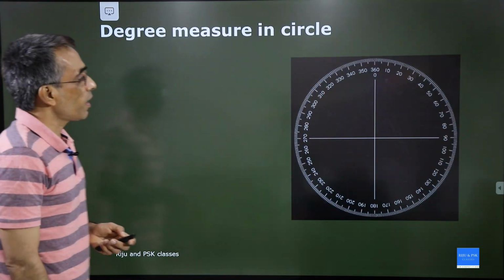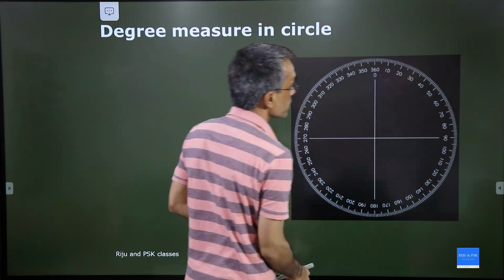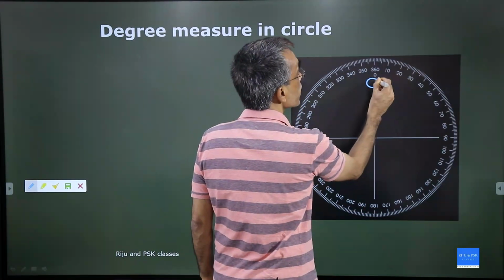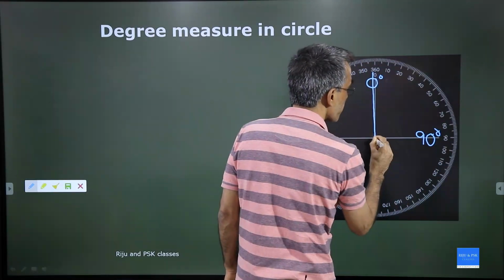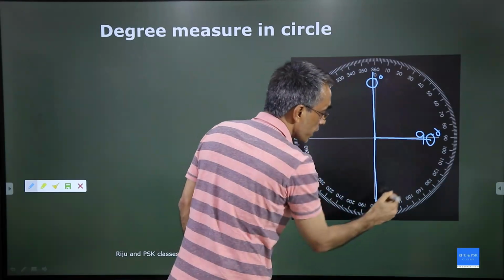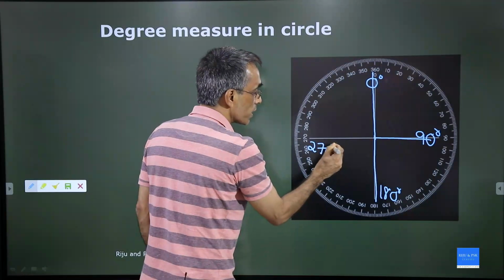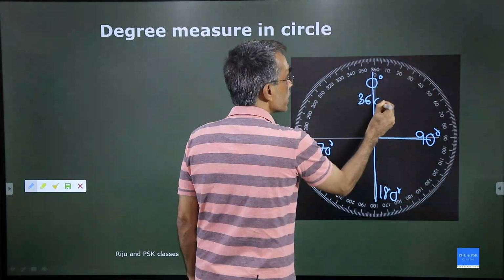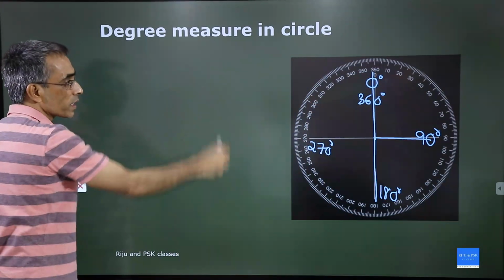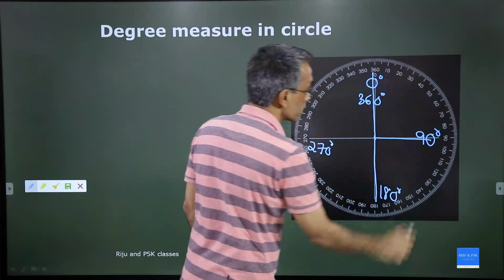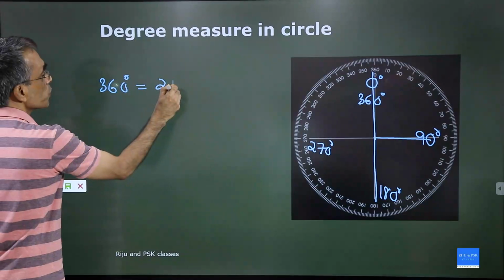Okay. But we are familiar with the degree measure. We know one circle has got 360 degree. That means if you start from here at 0 degree, if I go around here, this will become 90 degree. This line is perpendicular to this one, then this will become 90 plus 90, this gives you 180 degree, plus 90, this gives you 270 degree, plus 90, this will give you 360 degree. If you go around the circle once, the angle created is 360 degree, and this 360 degree is equal to 2 pi radian.